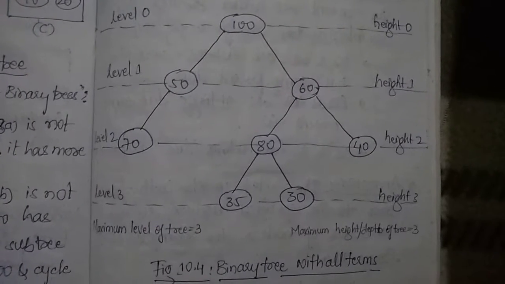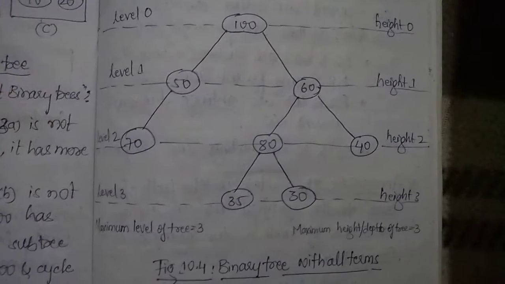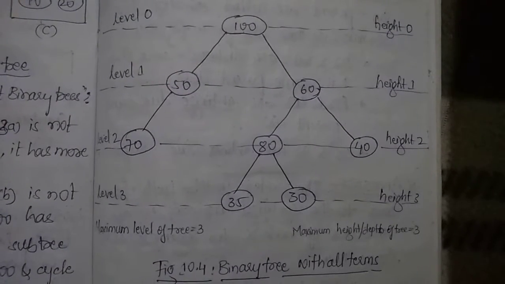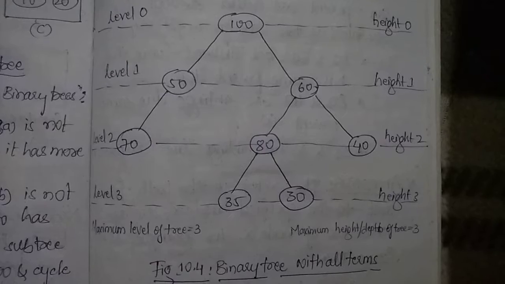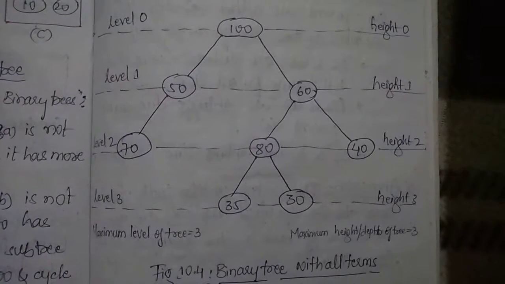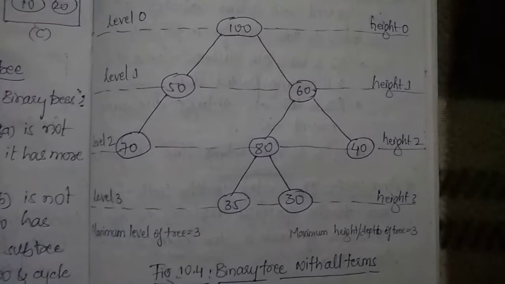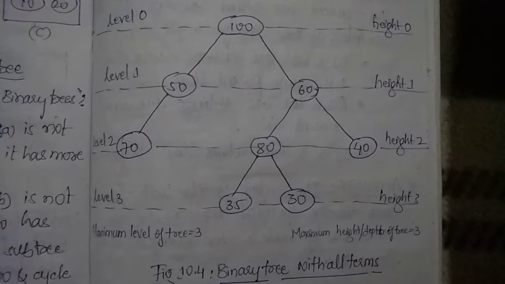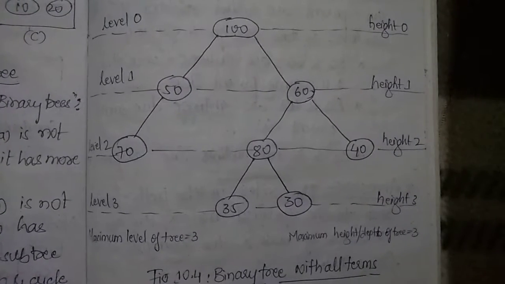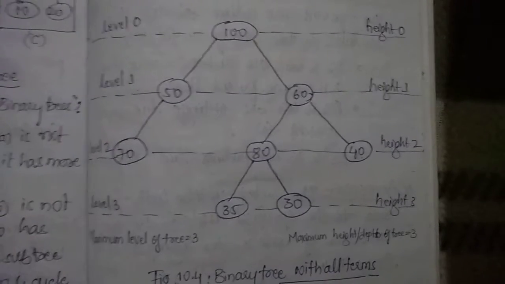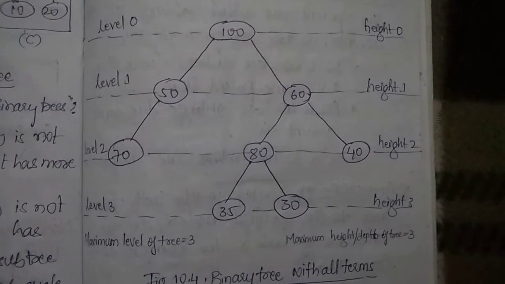As according to the figure, we can say that 50 and 60 have the same parent 100, so 50 and 60 are siblings. Another thing we can notice is that 35 and 30 have the same parent 80, so we can say that 35 and 30 nodes are siblings. In the same way, 80 and 40 have the same parent node 60, so we can say that 80 and 40 are siblings of the node 60, right?